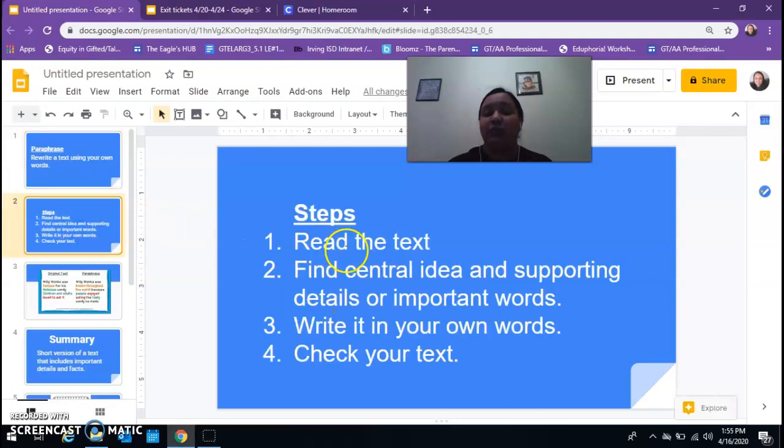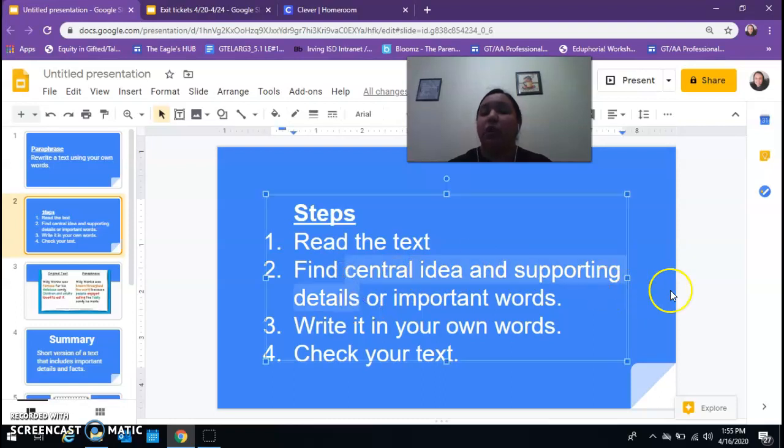So we had steps for that. The first step for paraphrasing was to read the text and make sure that I understood what I was reading. I need to make sure that I understand that. Then I need to find the central idea and supporting details. Now, the central idea and supporting details, that's mainly for longer text. That's when you're reading a magazine and you're reading like 3 paragraphs. That's where you take the central idea and the supporting details to paraphrase your text.